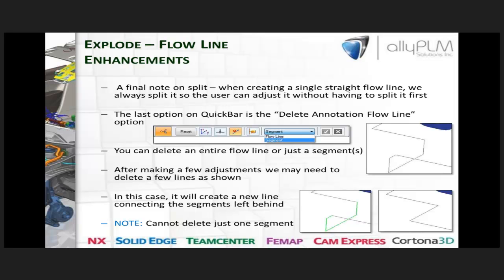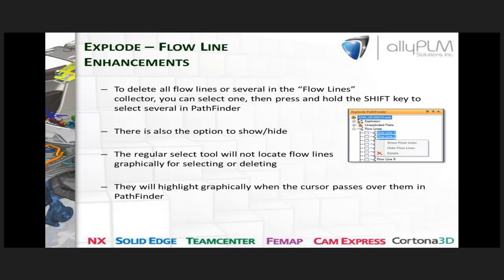And then the last option is the delete annotation flow line. You can either delete the entire flow line or segments, but you have to select at least two segments if you're deleting segments of the flow line. And in the Flowline Collector, you can select flow lines and you can choose to show them or hide flow lines. You also have the ability to delete flow lines from here.